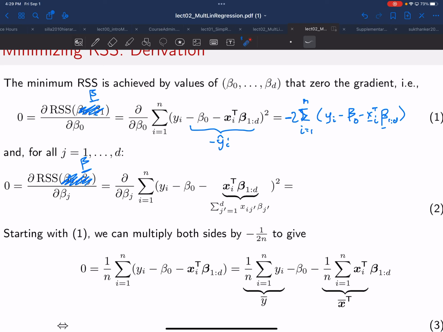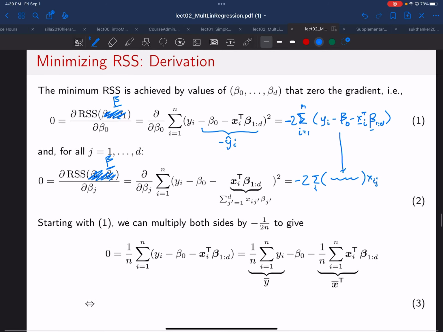Okay, so when we do the chain rule, as before, we get 2 times the sum times this same thing inside the parentheses. And now we take the derivative of this with respect to beta j, and what do we get? Minus x_ij. Minus x_ij, exactly. So put the minus here, x_ij there, and yeah, that's all we need. Okay, so just as we did last time.